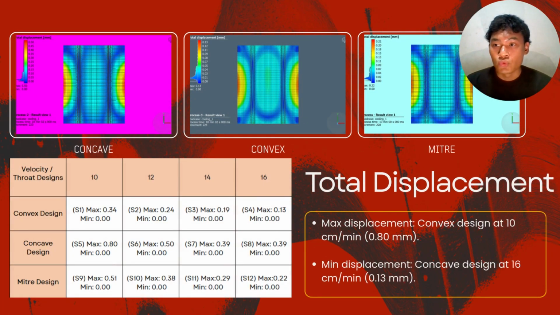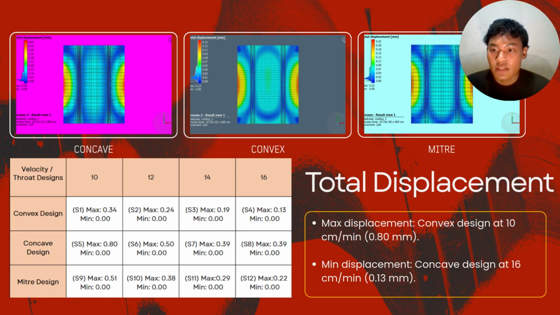Now, we move to total displacement. Our results show that concave design S5 at low speed had the most warping, reaching 0.80 mm. This happened because the concave shape is thinner and does not have the strength to stay straight as it cools down. In contrast, the convex design, which is S4, at high speed performed the best, with almost no movement at only 0.13 mm.